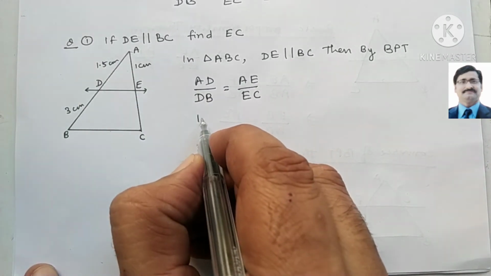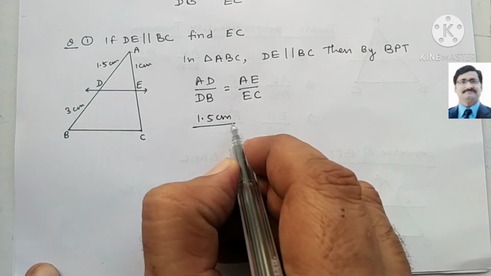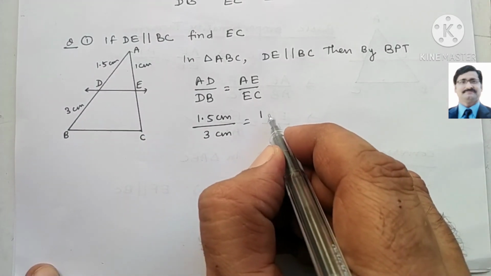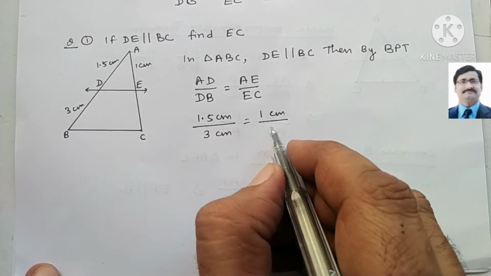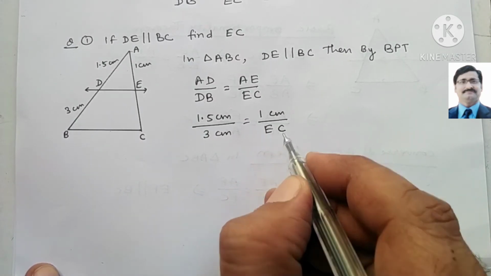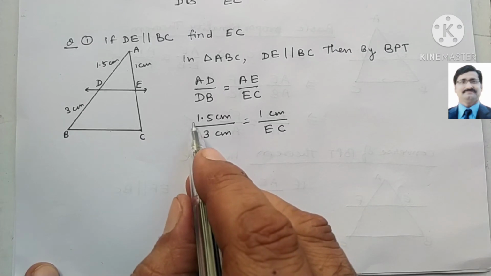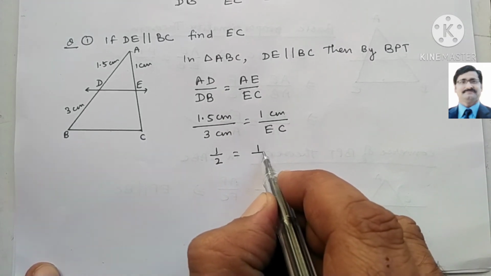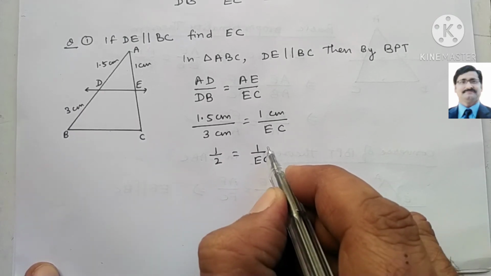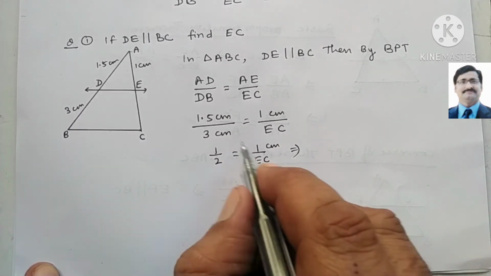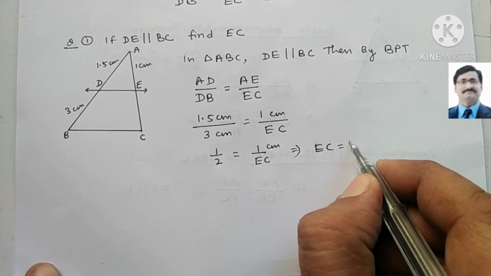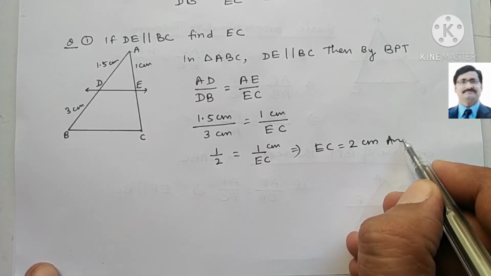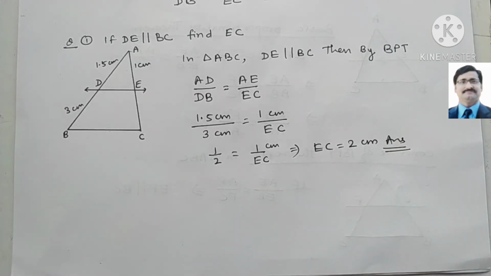AD is here 1.5 centimeter, DB is here 3 centimeter, AE is 1 centimeter and EC we have to find. Here we can cancel 1.5 and 3, we get 1 upon 2, and here 1 upon EC, 1 centimeter. We cross multiply, we get EC equal to 2 centimeter. So this type we can find the side EC. All of you understand this?